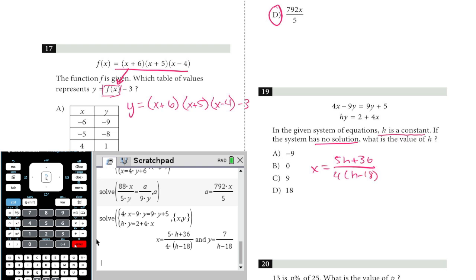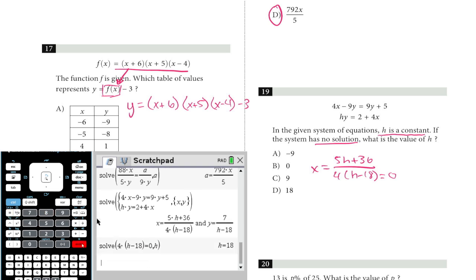And if we ever only have one constant, we'll only need to take the denominator for this and set it equal to 0. Because the denominator basically is representing the slope, and with no solution, they should have the same slope, aka their difference should be 0. You could also just remember, you're always going to set the denominator equal to 0 with this sort of thing. So again, I basically just made an equation there in the bottom, so I'm now going to solve for h. Menu 3, 1, 4, parentheses, h minus 18 equals 0, comma h. So h equals 18. So the answer is D.